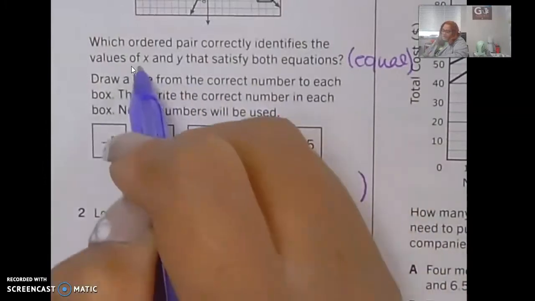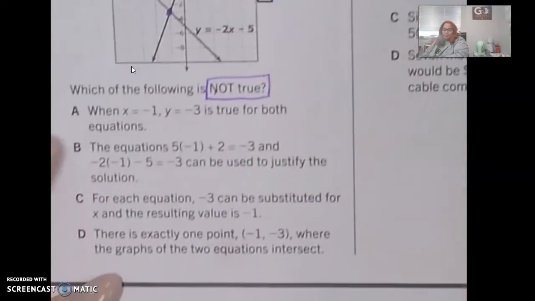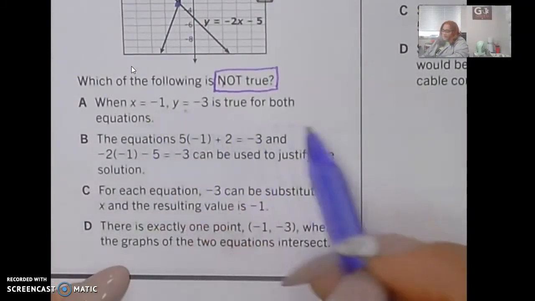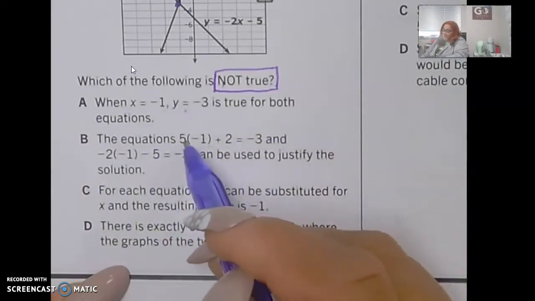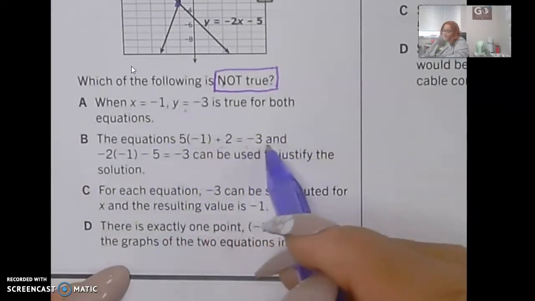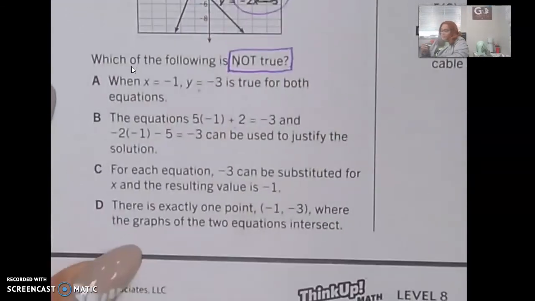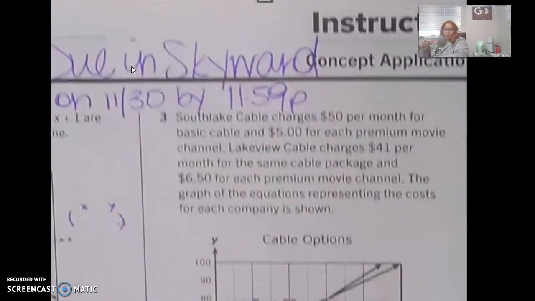Okay, so I want to satisfy both equations up here for x and y. So you'll read the answers: when x equals -1, y equals -3 is true for both the equations. 5 times -1 plus 2 equals -3. So that was taken from here and from here. So you'll choose the proper answer there. And then we'll go on to number 3.